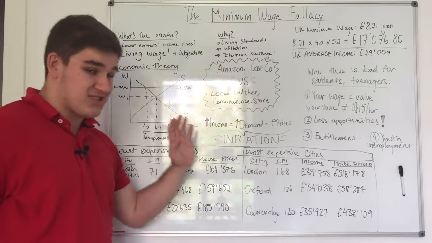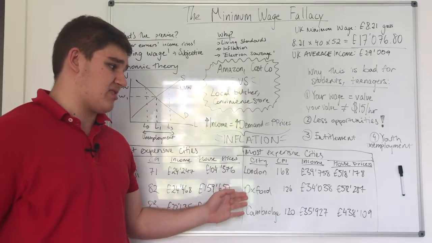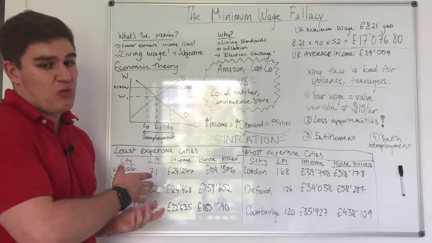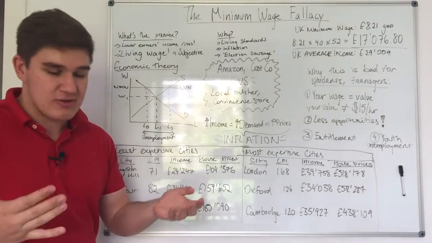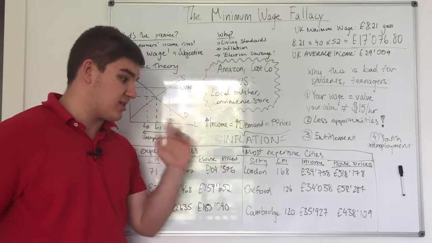And London 168, income of just under £40,000, house prices of around the same. So what does this mean? It means that for the, let's say, £71 dinner outing that you had in Kingston upon Hull is going to cost you £168, more than double here in London.